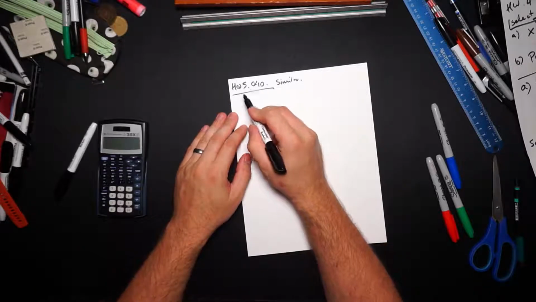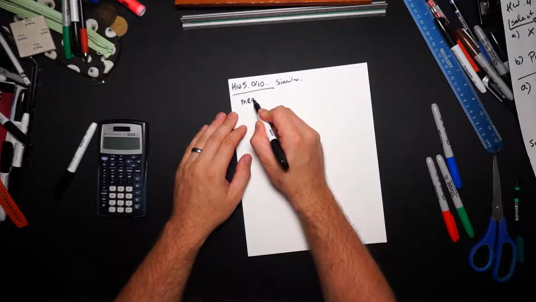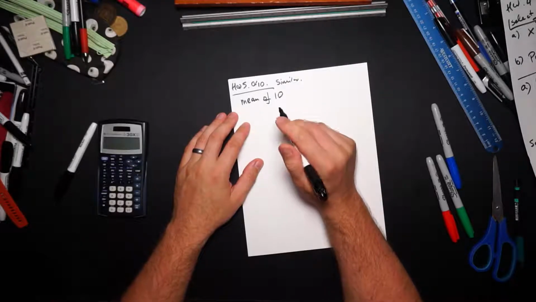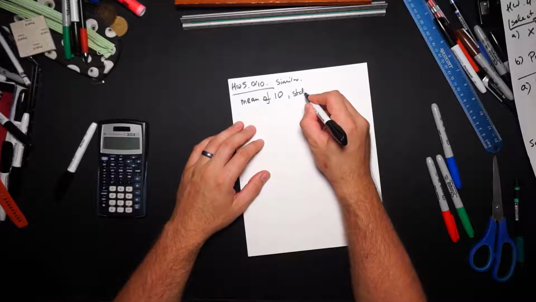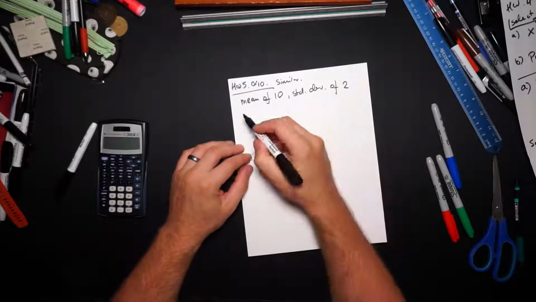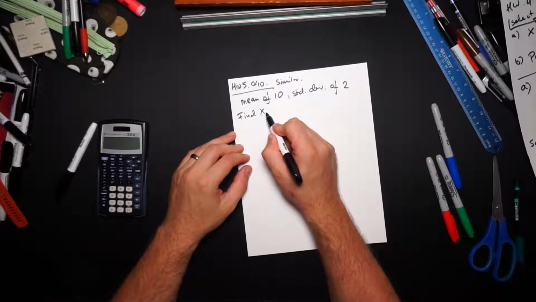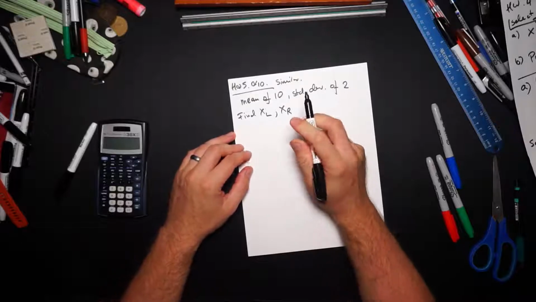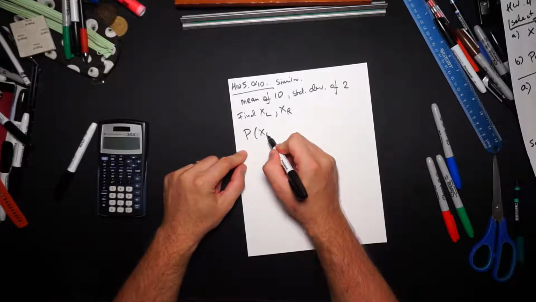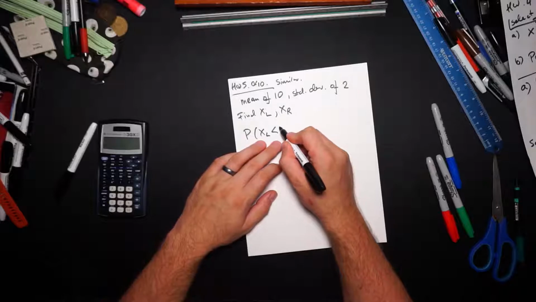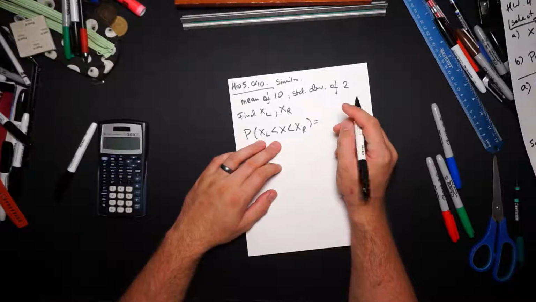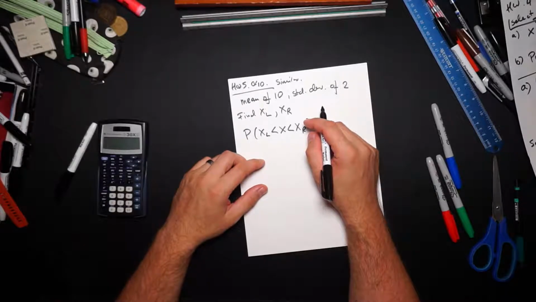Let's look at a question where we have a mean of 10. Let's say we have a standard deviation of 2. We say find XL and XR, and let's say that the probability of XL smaller than X smaller than XR is equal to, what's a good number?